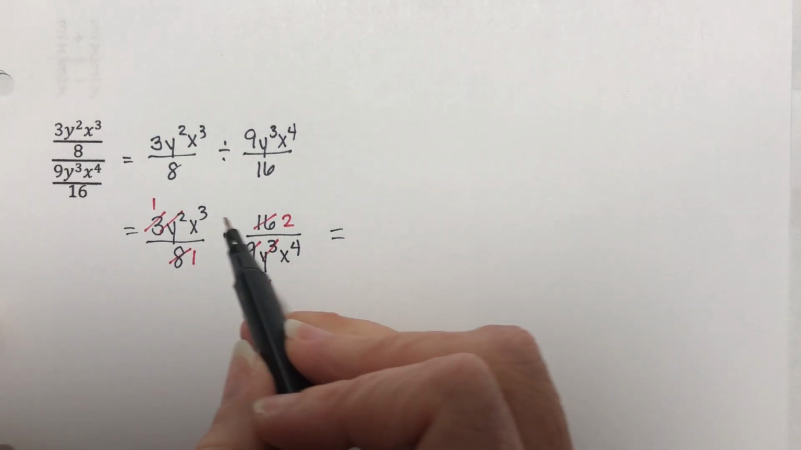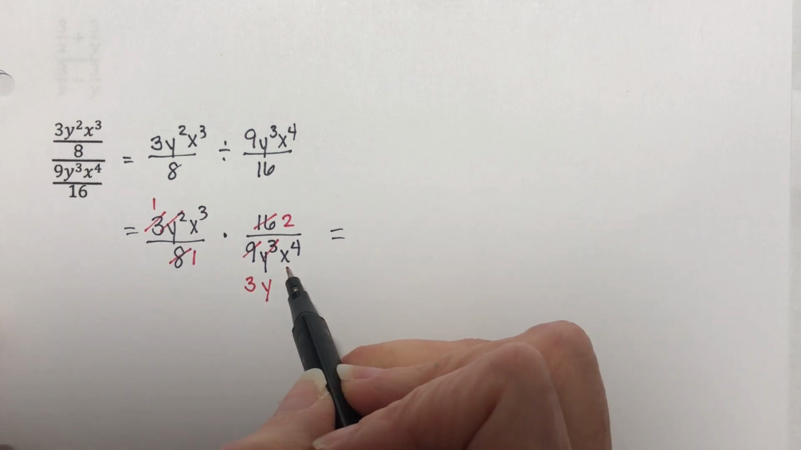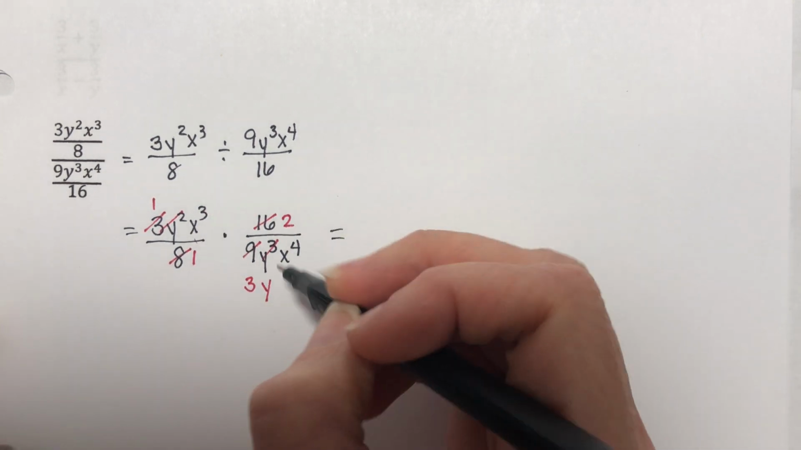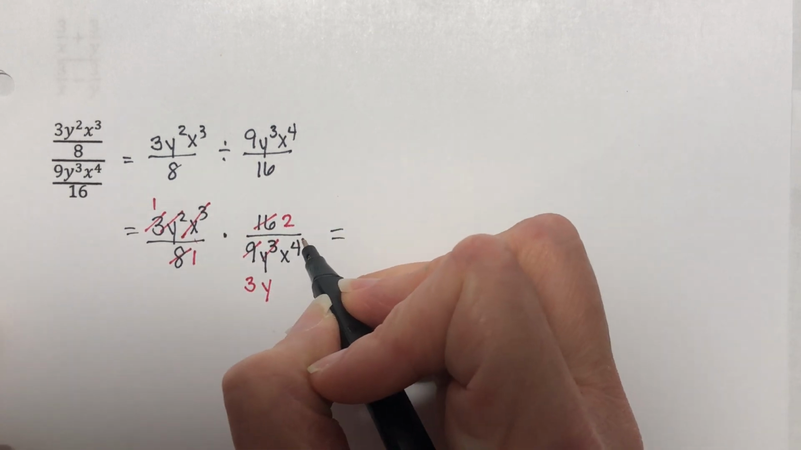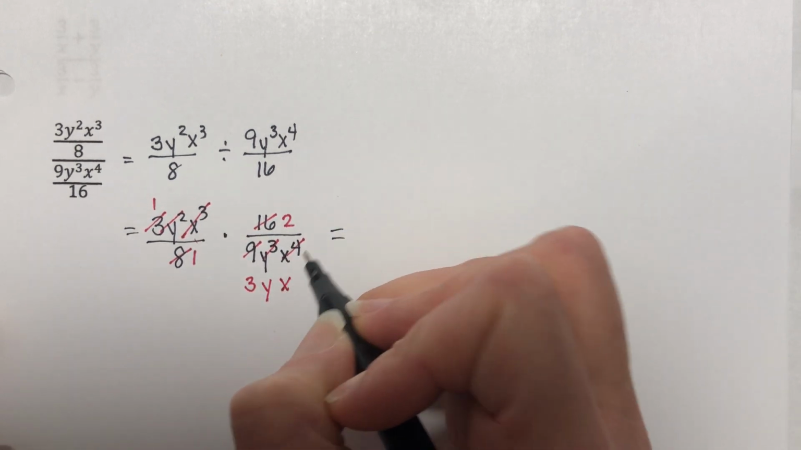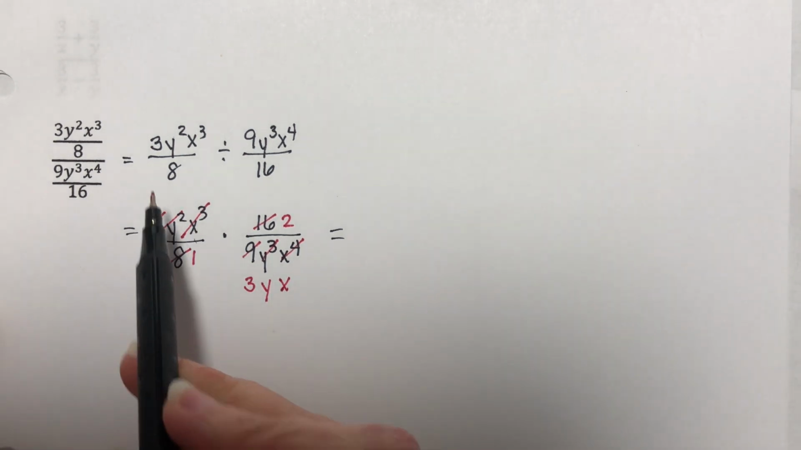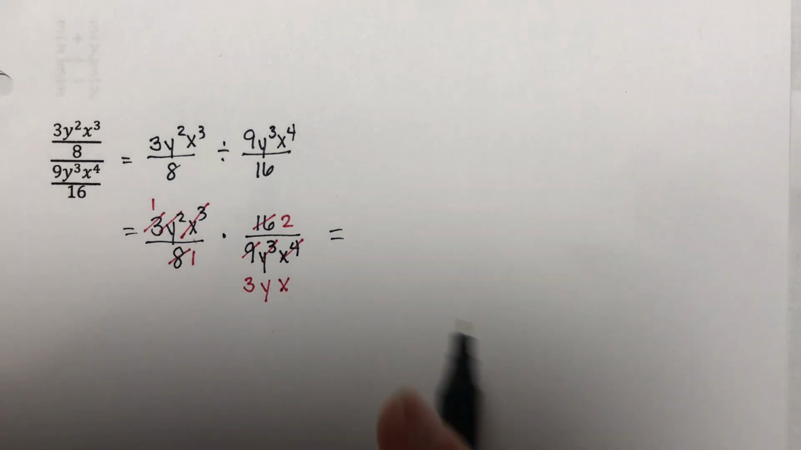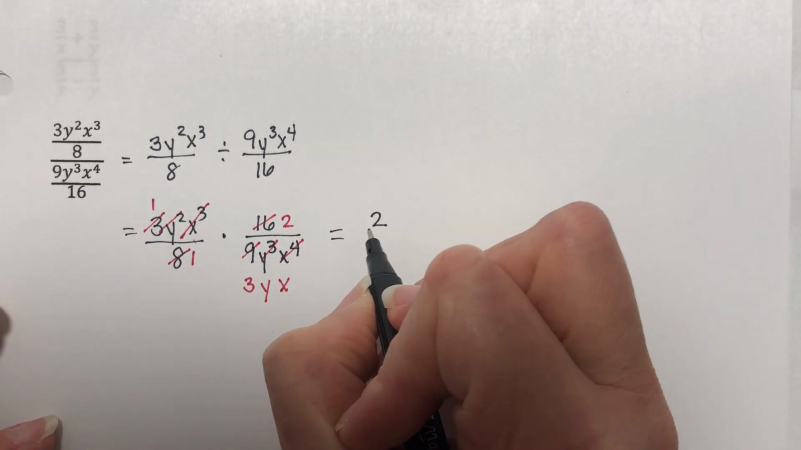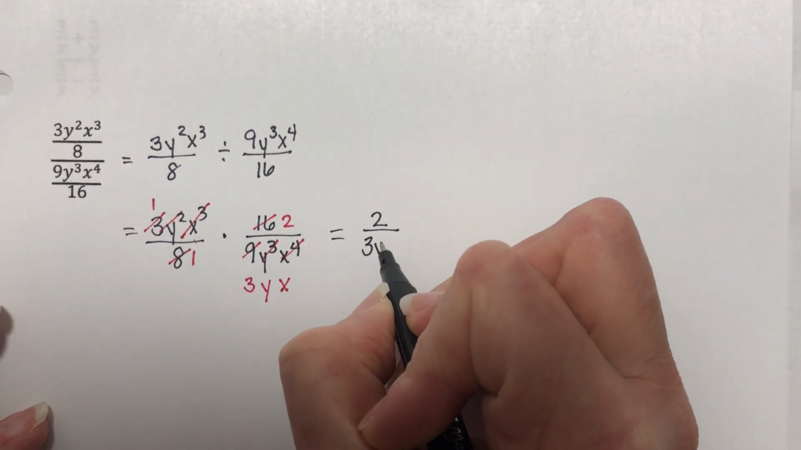And very similar here with the x's, x cubed, x to the 4th. Here there are 3 of them. Here there are 4 of them. So these 3 cancel out 3 of these, leaving 1. Okay, so this is a little bit crazy. What do I have left? All of this is gone. All of this is gone. So my answer is 2 over 3yx.